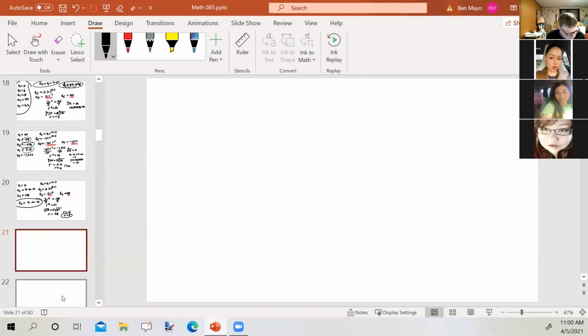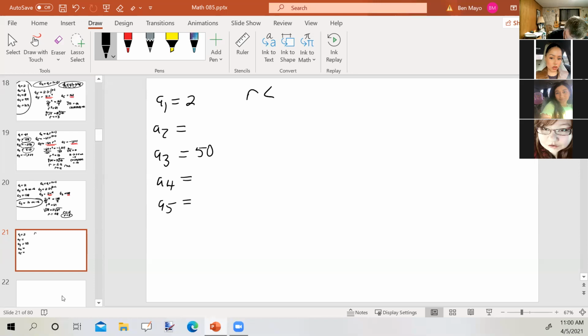So find the first 5 terms of a geometric sequence with the following properties. The first term is 2, so a sub 1 is 2. The third term is 50. So a sub 3 is 50, and it said at the beginning to find the first 5 terms. And it also tells us that r is less than 0, okay? So we're given the first term, we're given the third term, we're told that the common ratio is negative because it says less than 0. All right, is this kind of one of the ones you'd want?